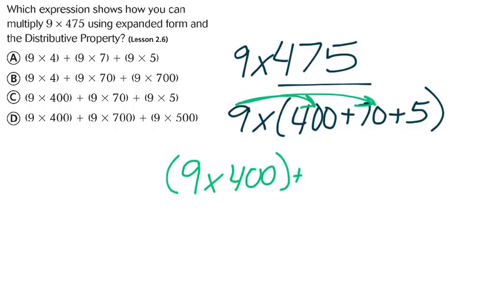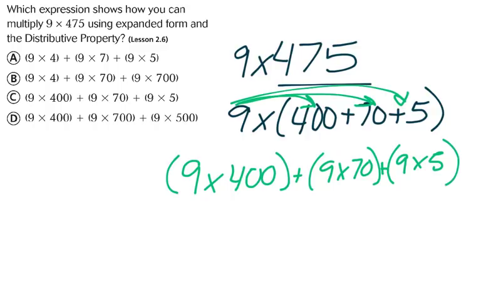9 times 70. 9 times 5. That is the distributive property. When you see the number you're multiplying times that large number in every single section, and you see your large number broken up into pieces, you're expanding it, and then you see each of those pieces multiplied times your small number.